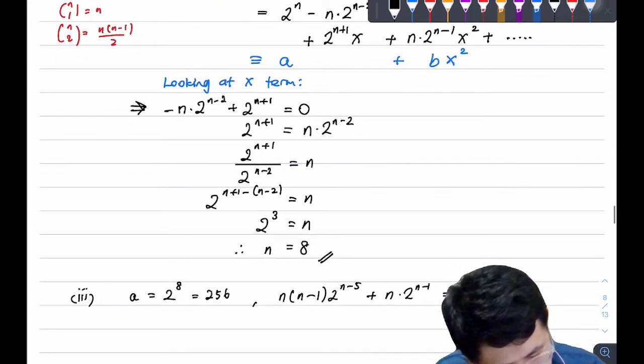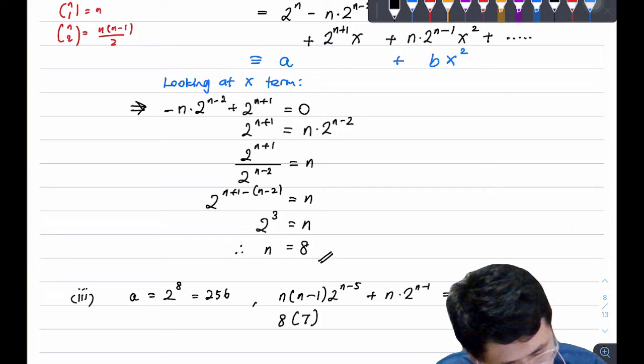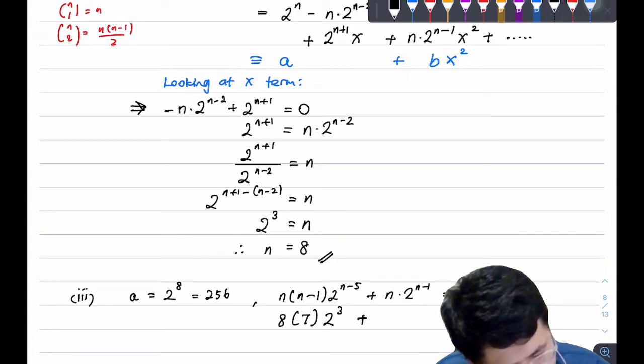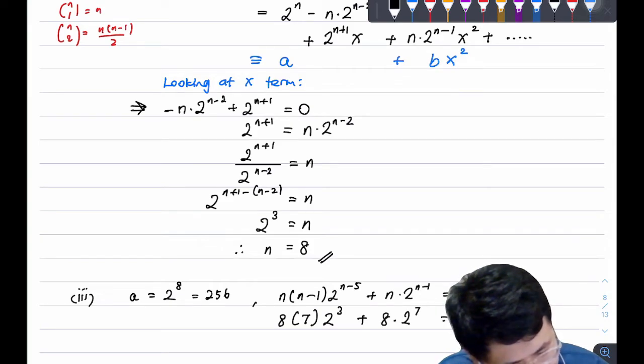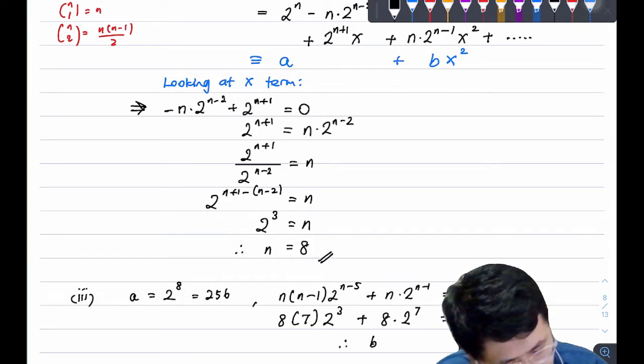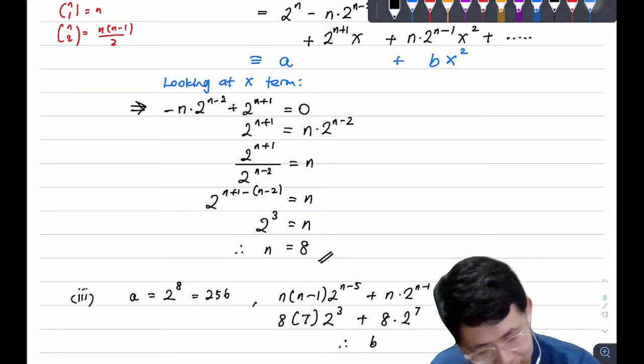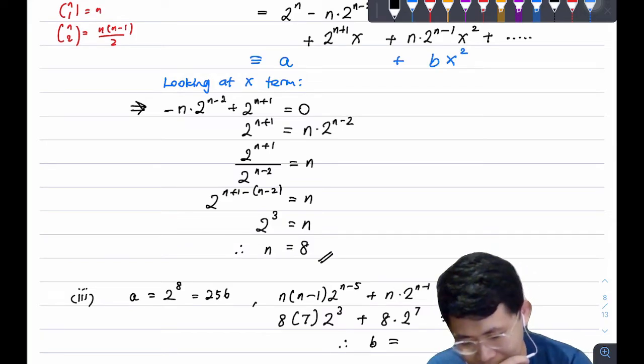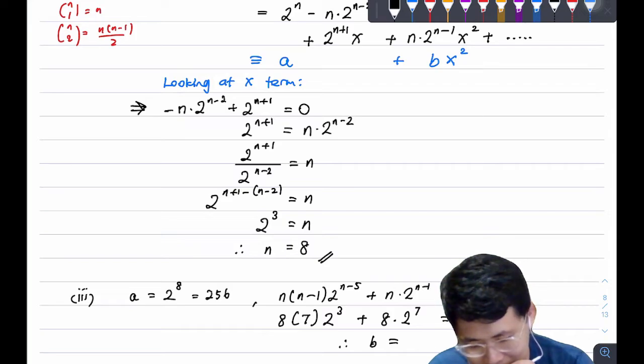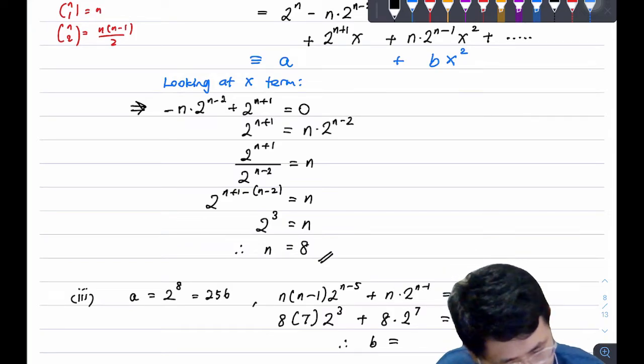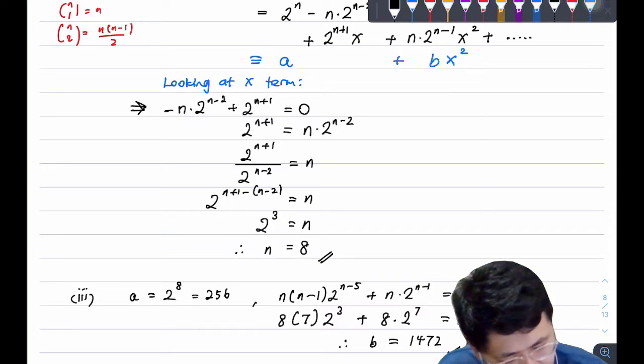So now we know the value of n, right? So n is 8, n minus 1 is 7, 2 to the power of 8 minus 5 is 2 cubed, plus 8 times 2 to the power of n minus 1, like this. I'm just going to use the calculator for this. So b is going to be equals to 8 times 7 times 8 plus 8 times 2 to the power of 7. So I will have 1472.